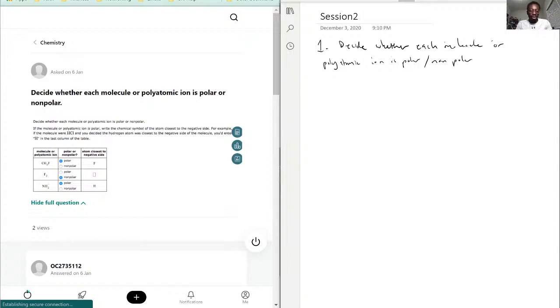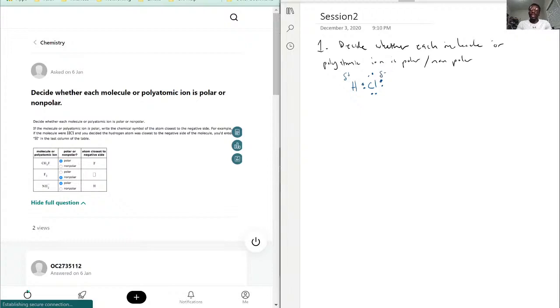So if it's polar, you want to write the chemical symbol of the atom close to a negative side. So HCl, for example, in the example given, they have HCl. This is a polar molecule, okay? Because chlorine is where the negative is going to be. Well, it's going to be the pseudo-negative part, okay? And hydrogen is going to be more positive.